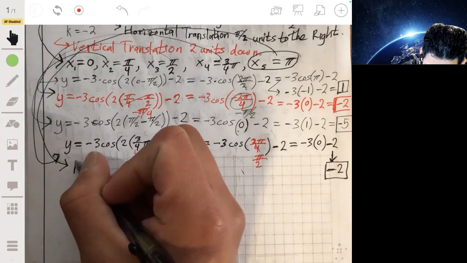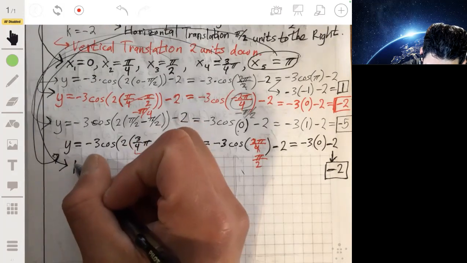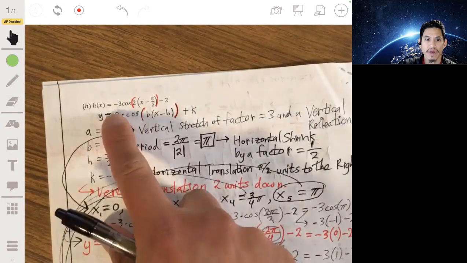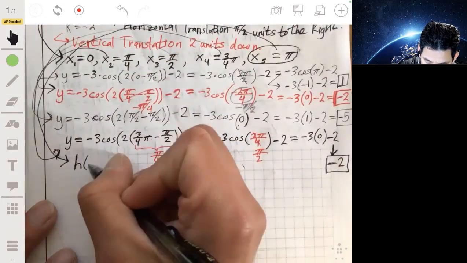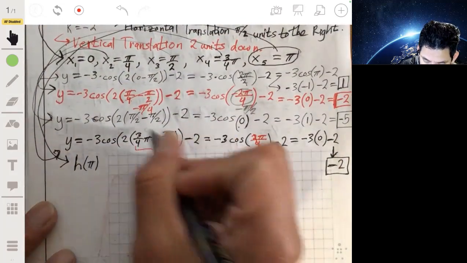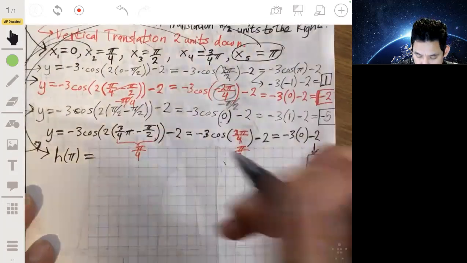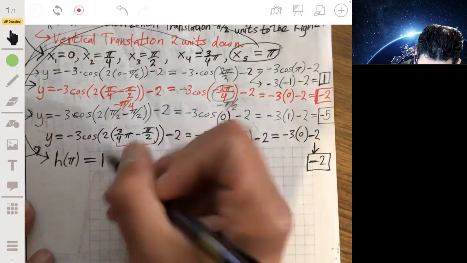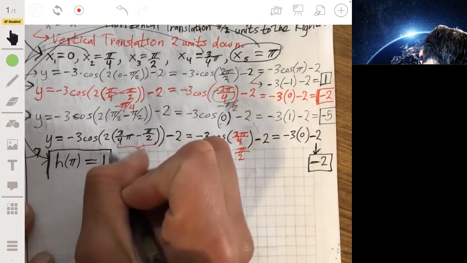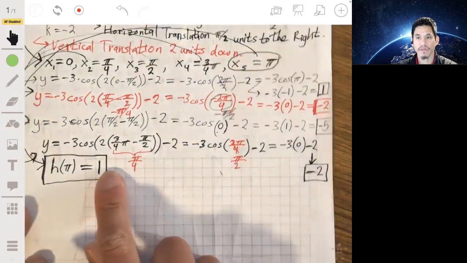well, y will be, well, let me write this formally, h of pi up here. H of pi, or when you plug in pi into this whole function, you're going to get 1 again. So I'm going to save you some work, because I'm actually running out of room here. It's going to go back to 1, guaranteed.